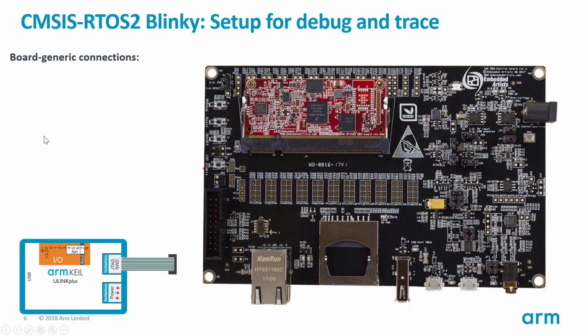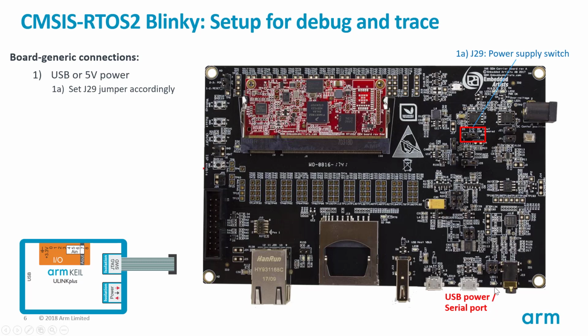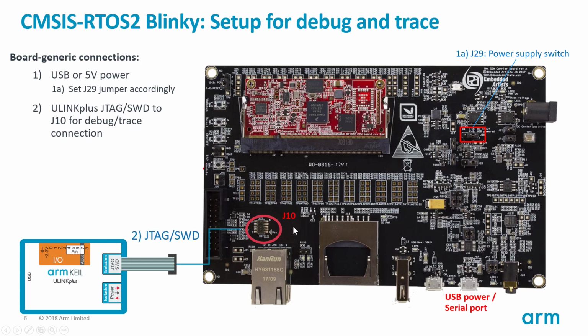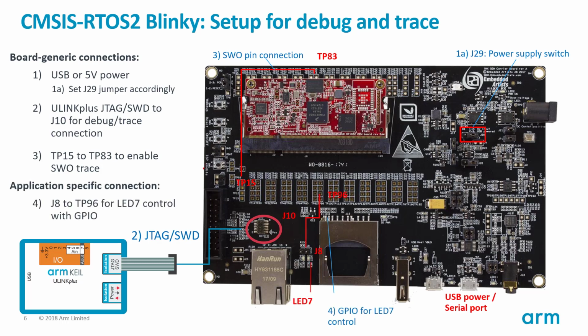The initial hardware setup to get started with the application is quite simple. First, we obviously need to power the board. For that, I am using USB power and configure the jumper J29 accordingly. The board has a 10-pin connector for JTAG SWD interface that I use to connect to ULINKplus. One special modification we need to do on the board is wire connection between TP15 and TP83. This is required to enable SWO trace and is caused by specifics of SWO pin routing on this chip. Finally, specific for this Blinky application, a connection of the GPIO to actual LED 7 on the carrier board is needed. This is done by connecting TP96 pin to J8.